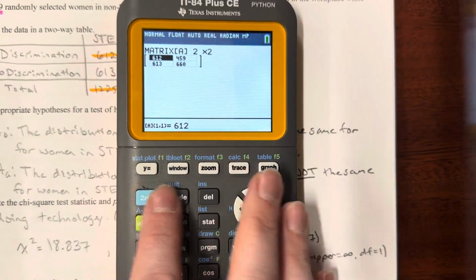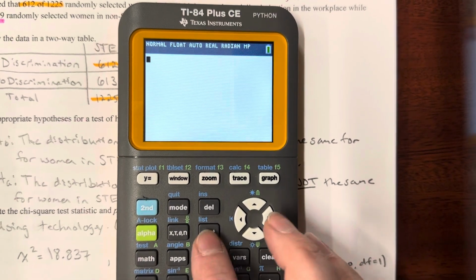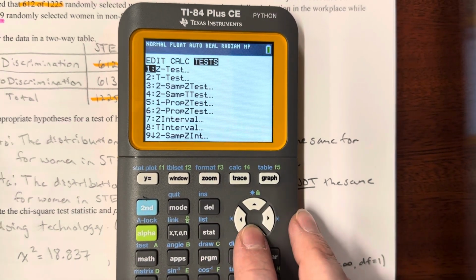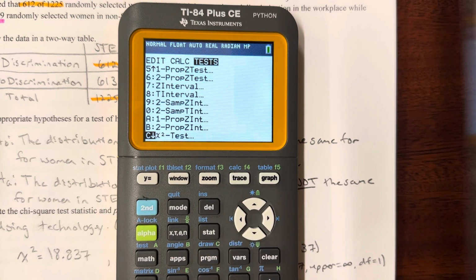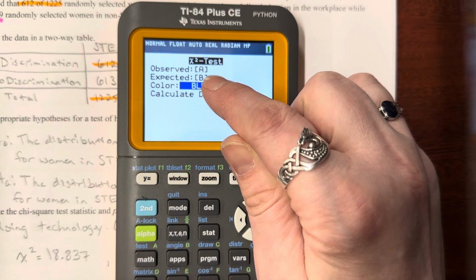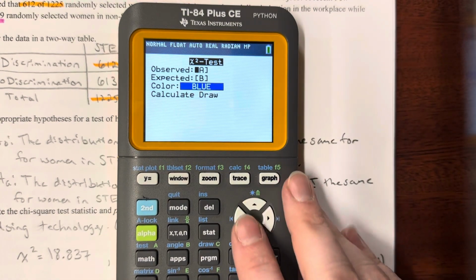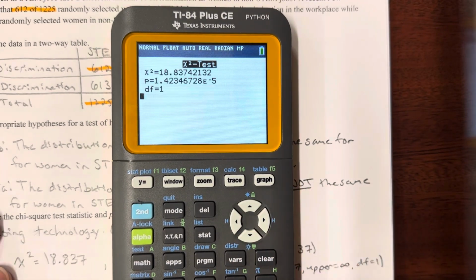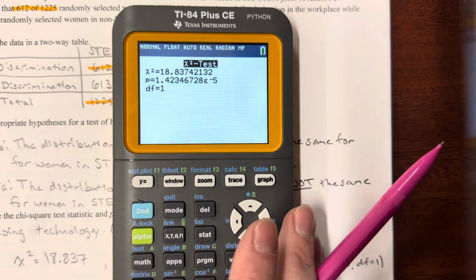Now, once I have my table set, I'm going to hit second mode to quit out of this, and then I'm going to go to stat, over to tests. I'm going to go to chi-square test. It asks you where you put your observed counts. It tells you where it's going to put your expected counts. And then when you go down to calculate, it gives you your chi-square test statistic and your p-value. Also, it gives you your degrees of freedom.